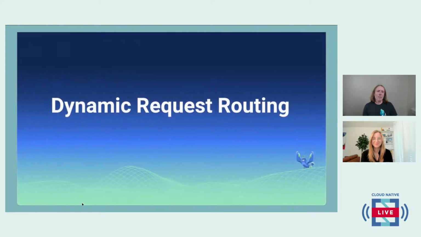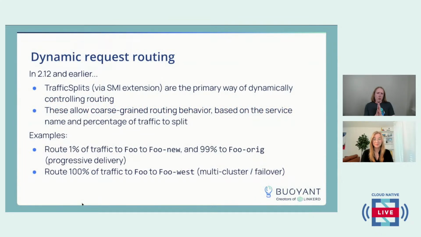Dynamic request routing. So those of you who are familiar with Linkerd 2.12 and earlier, we had this thing in 2.12 where you could use SMI traffic splits to control where requests would be routed inside the mesh. And the traffic split pretty much allows routing for things like, okay, for this particular workload, go and split 90% off to this other thing. In this case, you can take 1% of the traffic over to the new version of a foo workload.